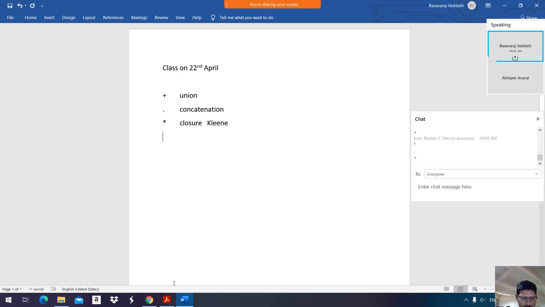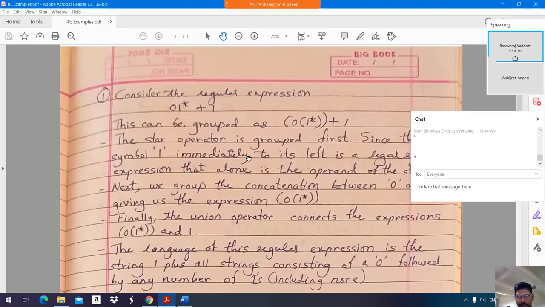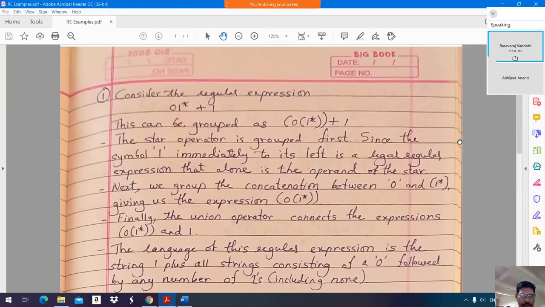With the help of this understanding, we'll proceed further. All of you come back to this example. Look at this example: 0 1 star plus 1. In this regular expression, which operation is performed first? Then what is the next one, and what is the third one?